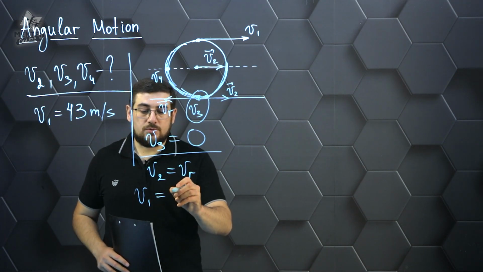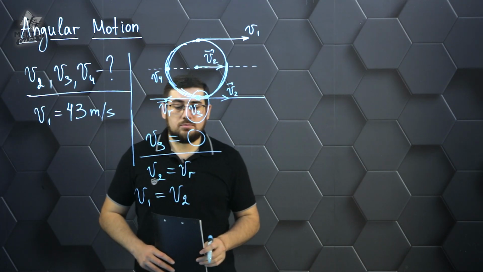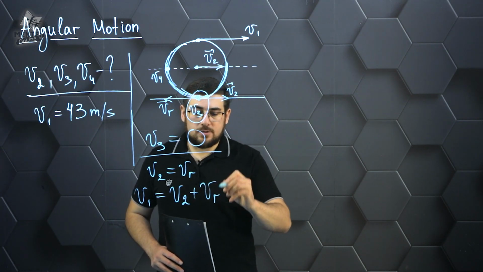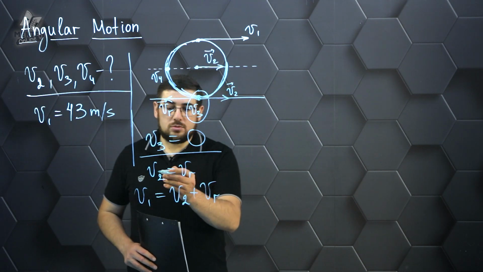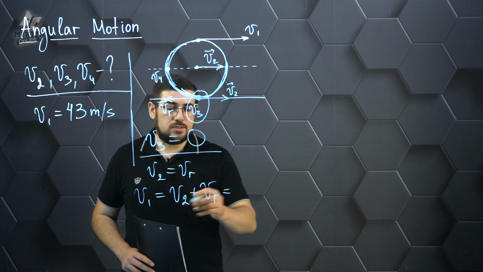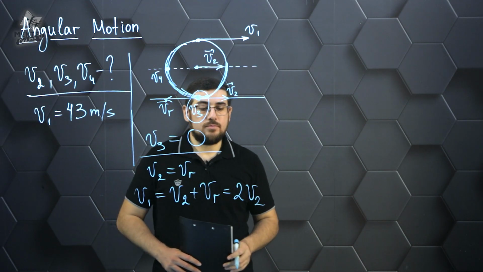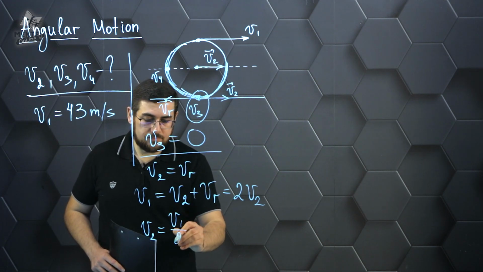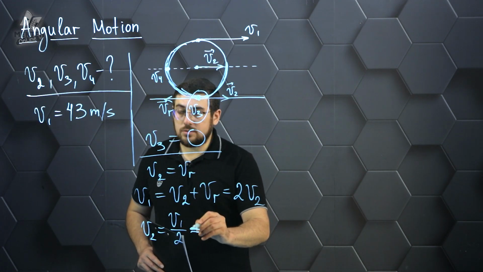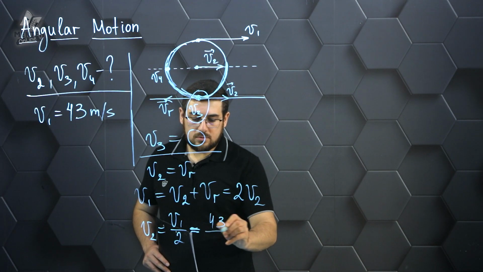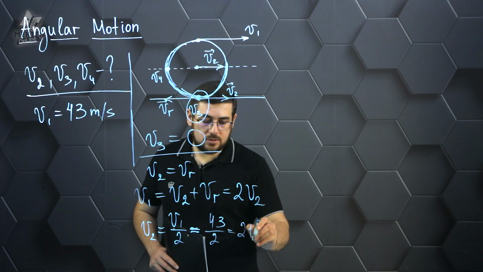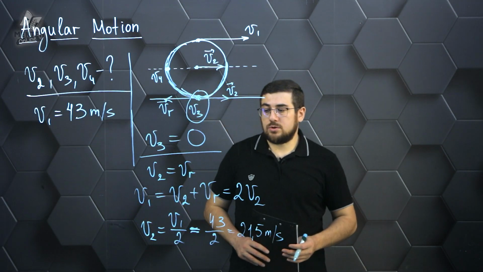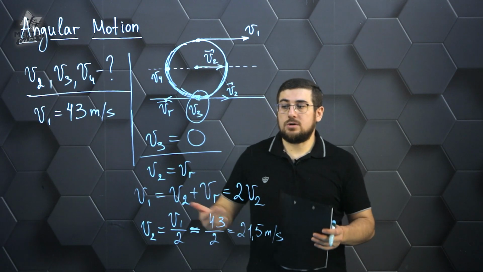We see that v1 is the sum of the linear speed of this car, or its axle, and its rotational speed. But considering that these speeds are equal, we can then say that v1 is v2. And from here we can easily find v2. This will be v1 divided by 2, or accordingly, 43 divided by 2. It comes out to 21.5 meters per second. So this will be the speed of the center of this wheel, or its axis.